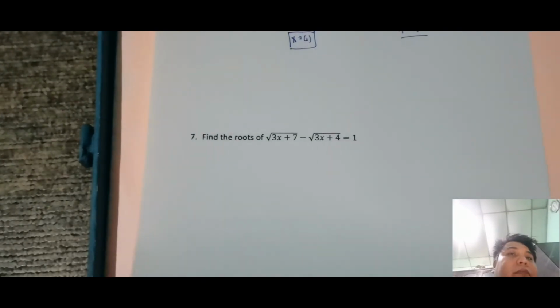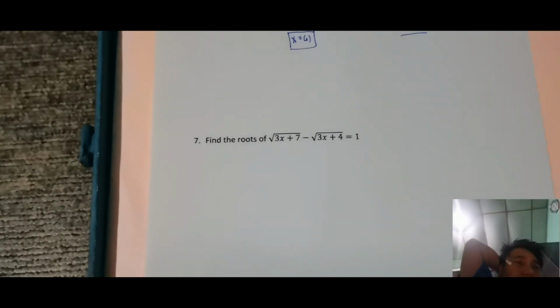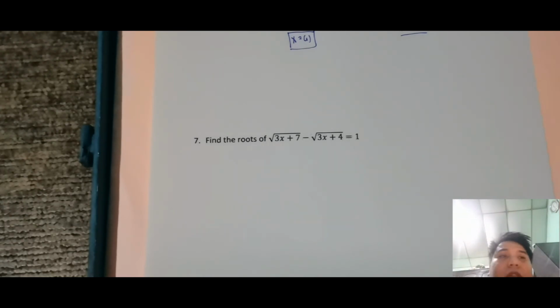Okay, so number 7, last example para sa lesson na to. Okay, so find the root or roots of square root ng 3x plus 7 minus square root ng 3x plus 4 is equal to 1. So yun naman. Hindi ko na naman alam kung tatama ba to dun sa gusto natin, kung may roots ba siya. So hoping tumama.